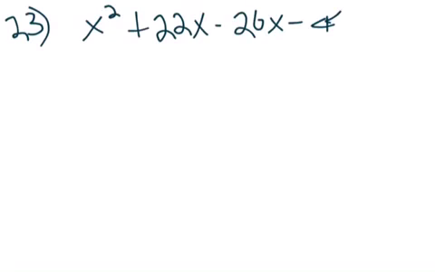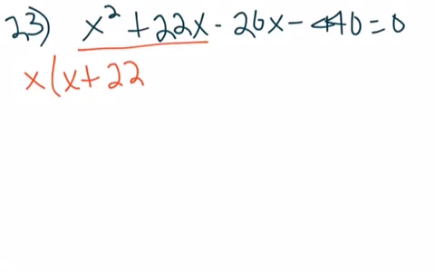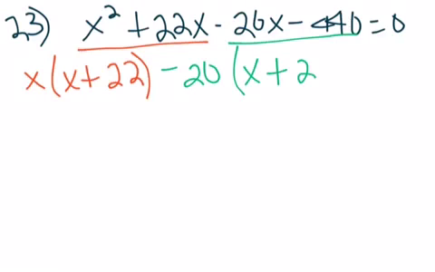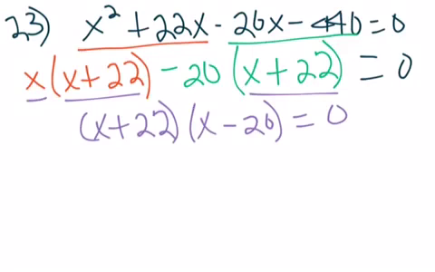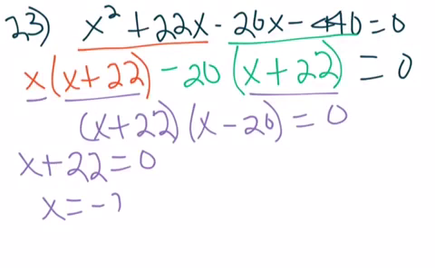minus 440 equals 0. The common factor between the first two is x, which leaves x plus 22. The common factor for the second two is negative 20, which leaves x plus 22. Now our common factor is x plus 22, which leaves x minus 20. So x plus 22 equals 0 when x is negative 22.